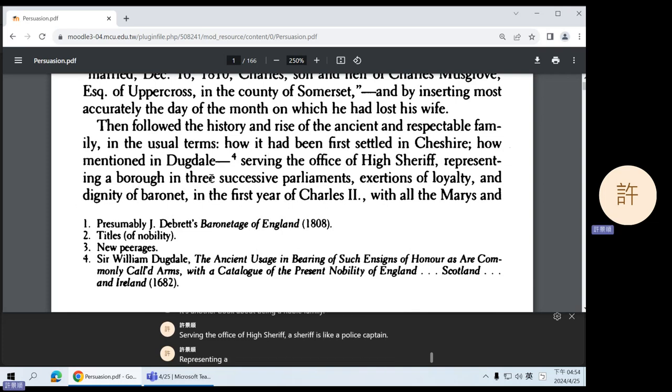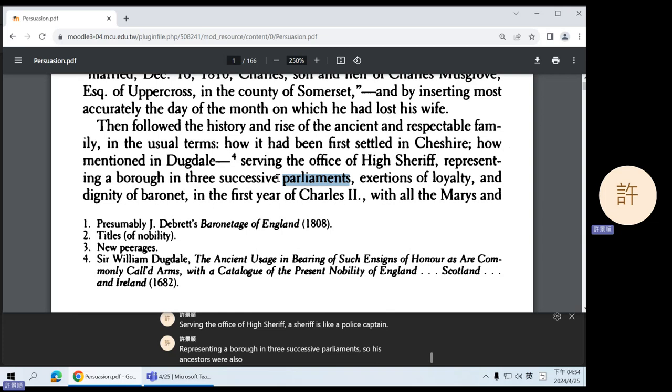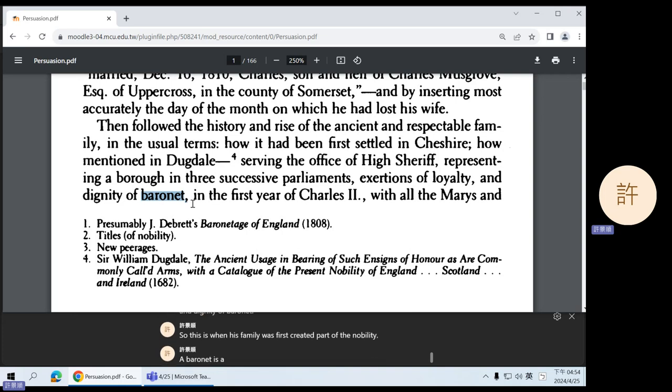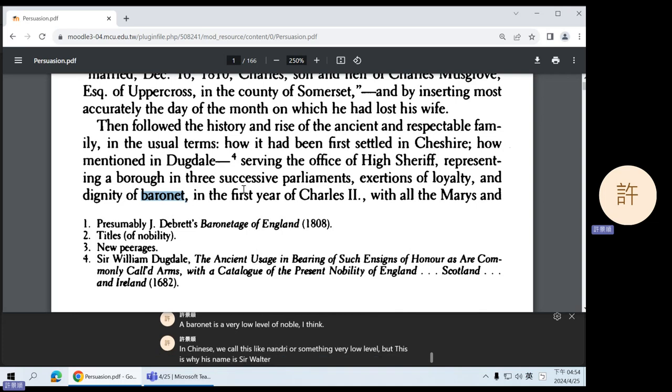Representing a borough in three successive parliaments. So his ancestors were also members of parliament. Exertions of loyalty. So things that his family did for the king and queen. And dignity of baronet. So this is when his family was first created part of the nobility. A baronet is a very low level of noble. I think in Chinese we call this like 男爵 or something, very low level. But this is why his name is Sir Walter, because he's a baronet. Created baronet in the first year of Charles II.